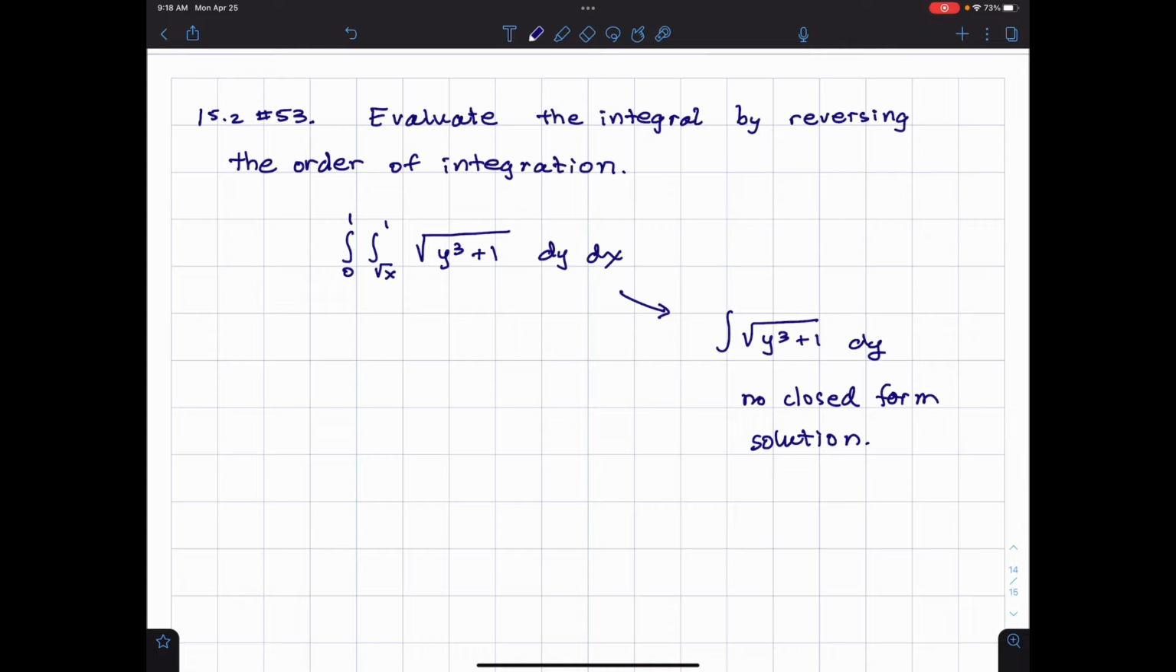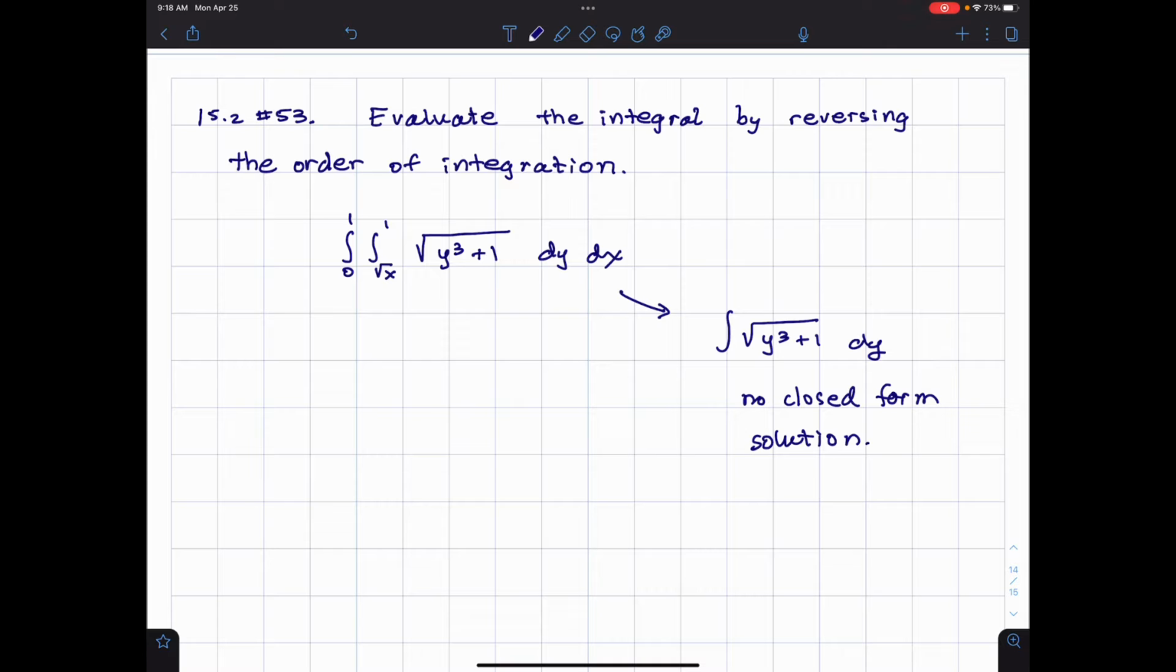So what we're going to do is integrate this with respect to x. And when we integrate with respect to x, we're going to get x times this constant, and we're going to evaluate at the endpoints. But we need to change the order of integration, which means we have to deal with these bounds here.